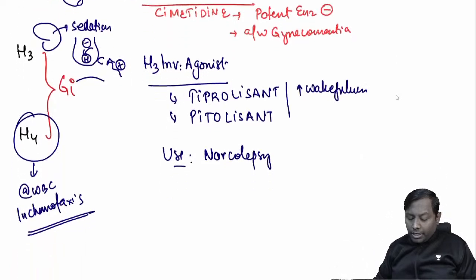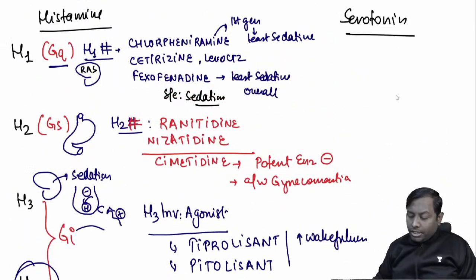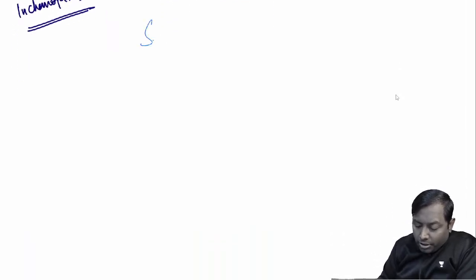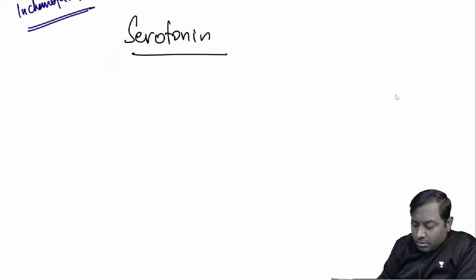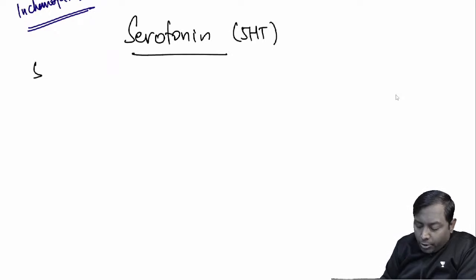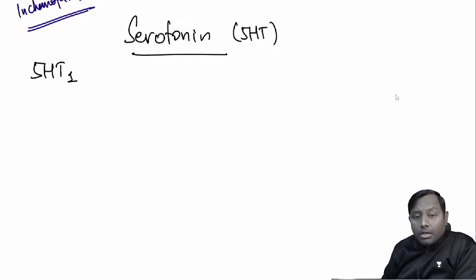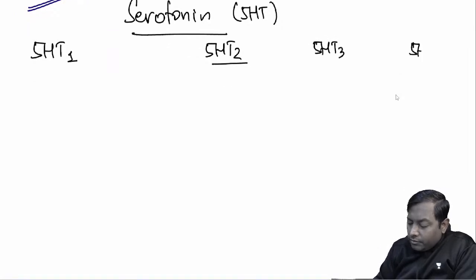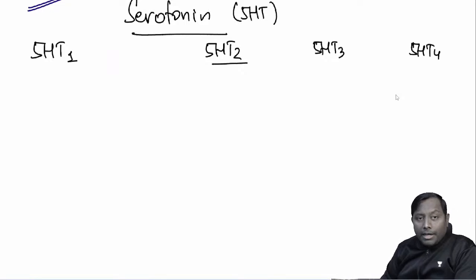Now it's time for us to quickly talk about serotonin. There is no space here, so I'll talk about serotonin down here. How many receptors are there for serotonin, guys? That is 5-HT. Important, we have drugs against 5-HT1. We also have drugs against 5-HT2, 5-HT3, and we also have 5-HT4. Quickly, can we revise? As I said, a question from histamine and serotonin will definitely be in your exam.